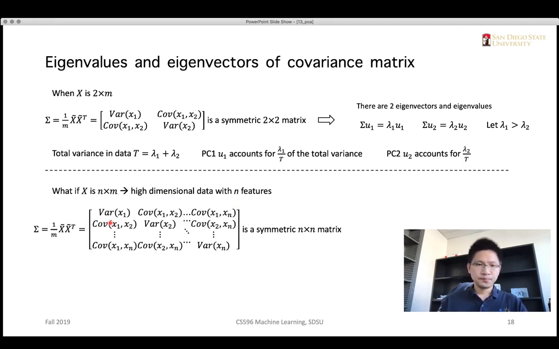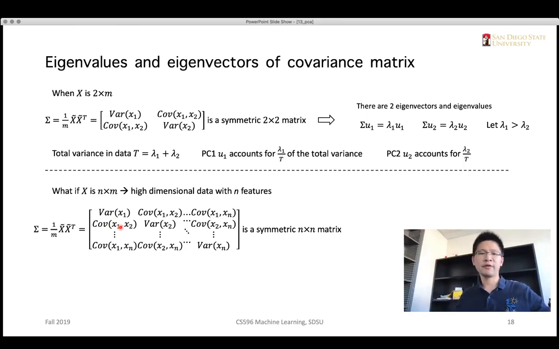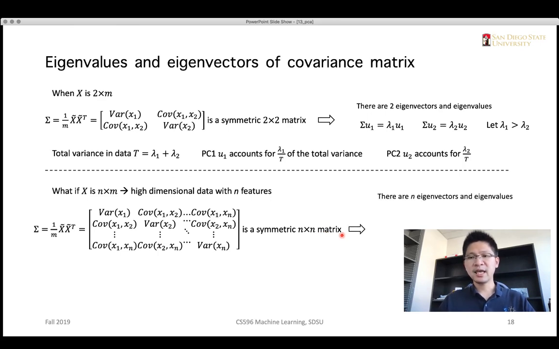So we can still create a covariance matrix in this way. First, normalize the data into x tilde, and then use x tilde times x transpose, which results in an n by n matrix. So we can get n eigenvalues and eigenvectors. They all satisfy these equations.